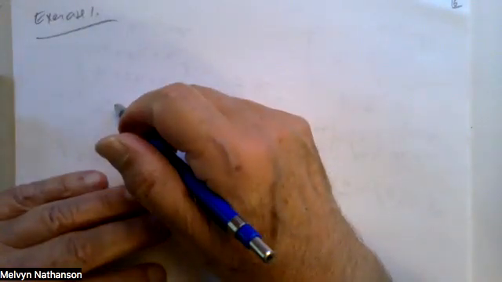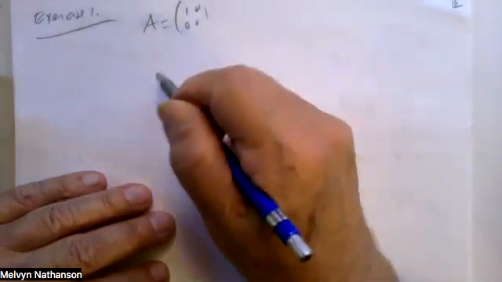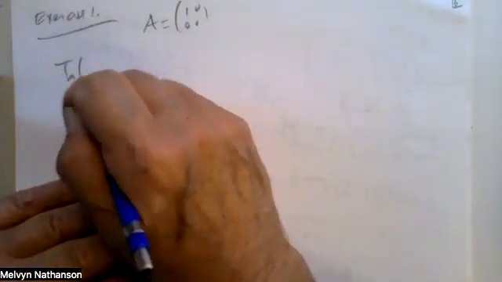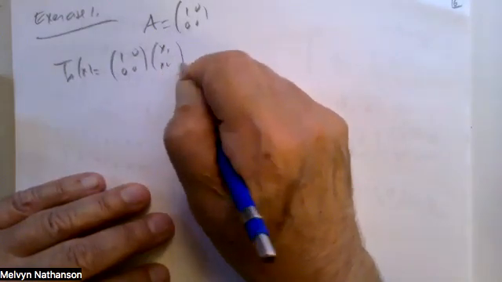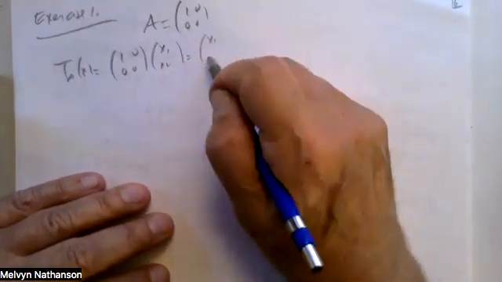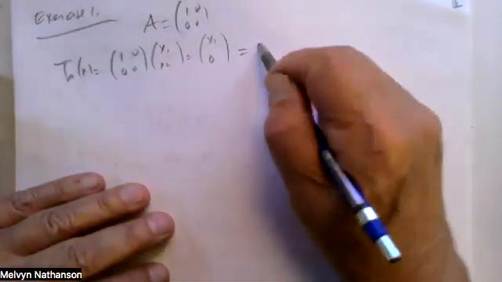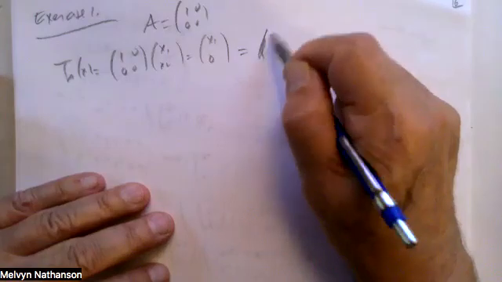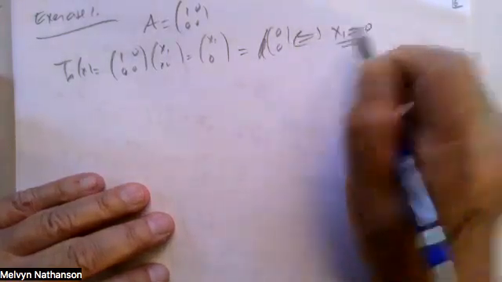Exercise 1, we have two matrices to study. 1, 0, 0, 0 is the first. What is T sub A of x? That's 1, 0, 0, 0 applied to x1, x2. That's x1, 0. So this is equal to 0, 0 if and only if x1 is 0.